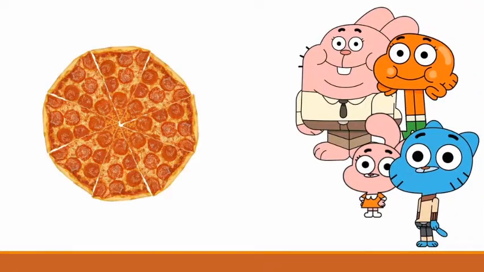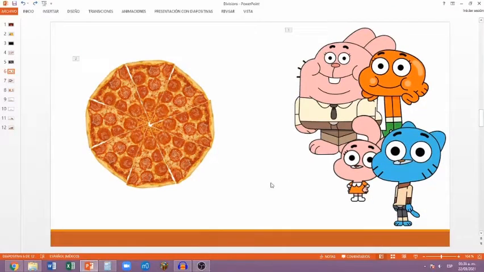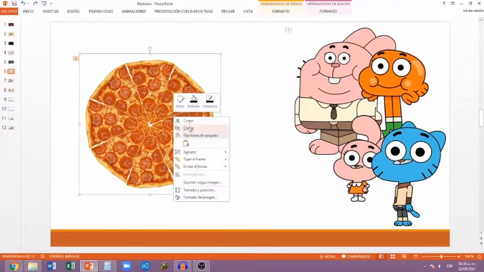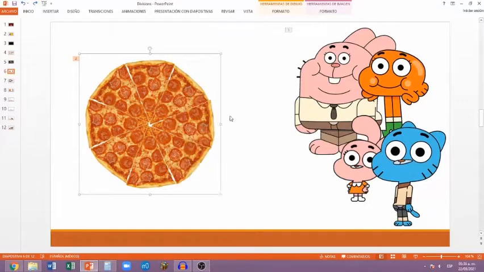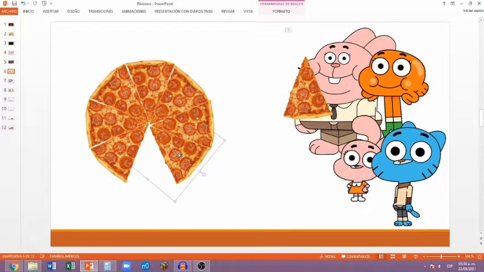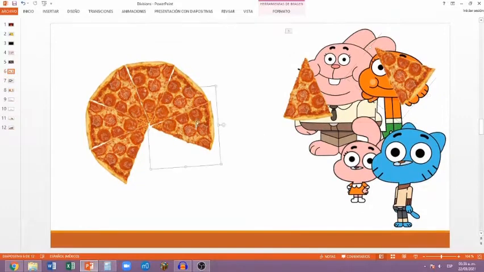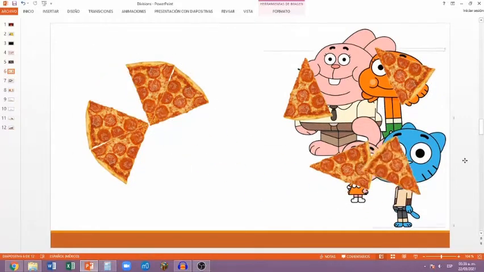For example, imagine that there is a meeting with 4 people and they have a pizza. How do we distribute the slices of pizza? Well, it is quite easy. You could start trying to give 1 slice to each one of them. 1 for you, 1 for you, and for you.